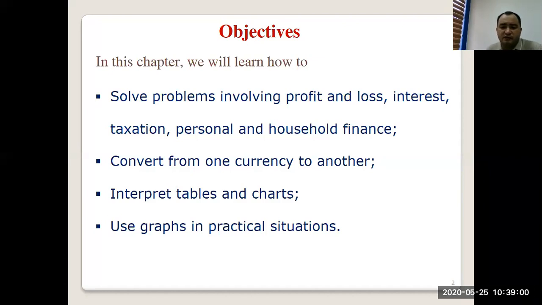And personal household finance: we have income at the end of each month, we get our salary, and after that we have expenses. We need to pay for our rental fee, our food, basic needs, kids' education, clothing, and transportation. These are all about personal and household finance. Okay, so let's start with the first one today, profit and loss.